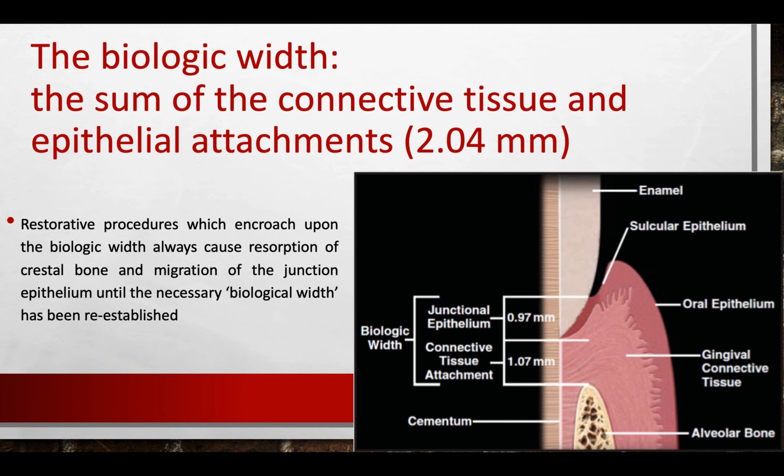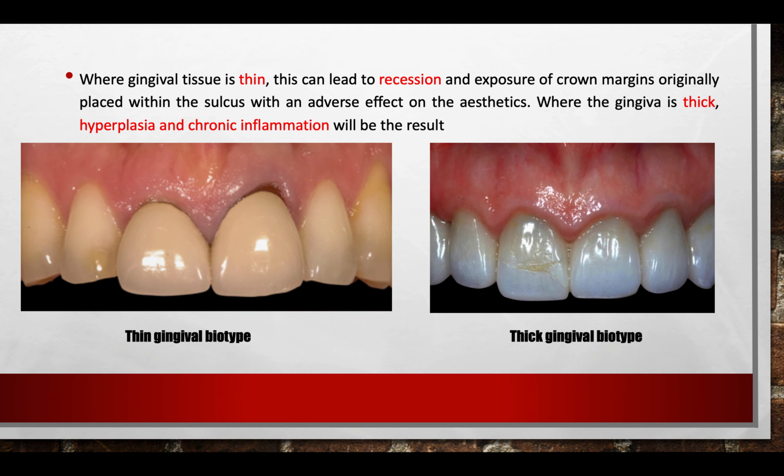The biologic width will tend to establish itself, and depending on the gingival tissue type of the patient, the patient will have different outcomes. So if the patient has a thin gingival biotype, you will have recession around the margins of the crowns. A few weeks after you put these crowns, when you bring the patient back, you will see the gum has receded and the patient will have aesthetic problems.